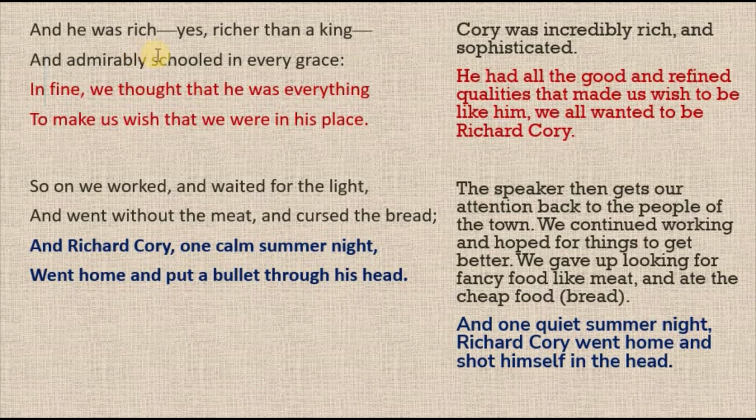Okay, and he was rich, yes, richer than a king, and admirably schooled in every grace. Cory was incredibly rich and sophisticated. Even in terms of money and wealth, he was richer than the people, and admirably schooled in every grace. In fine, we thought that he was everything to make us wish that we were in his place. What's the attitude of people? Not just that they admire him, but they admire him to the point that they wish they could have all that he has: the money, the good looks, the grace, even this kind of aristocracy that he appears in. He had all the good and refined qualities that made us wish to be like him. We all wanted to be Richard Cory.